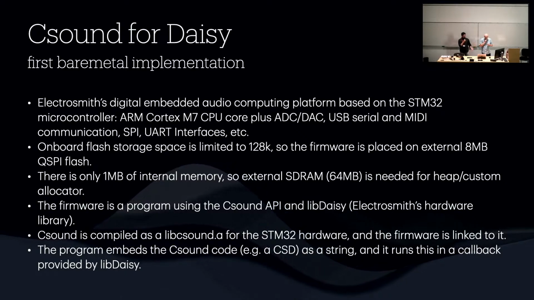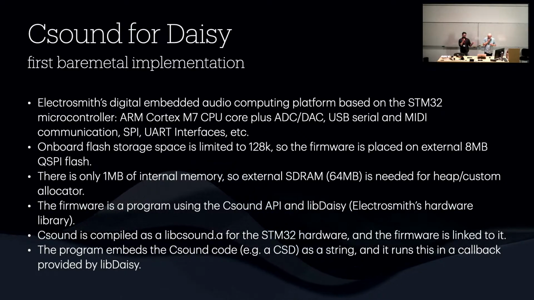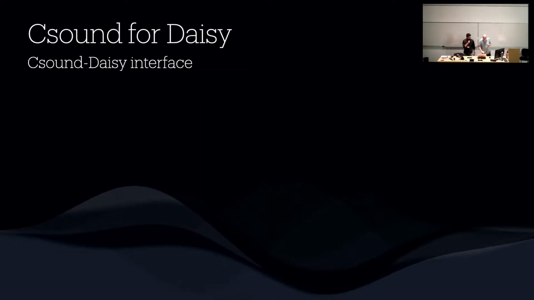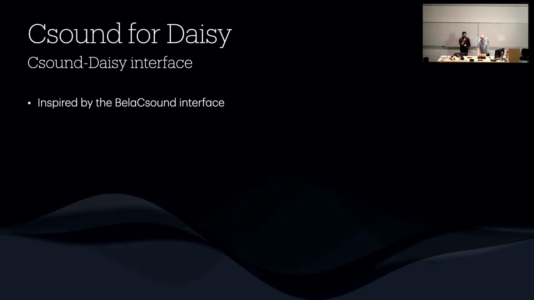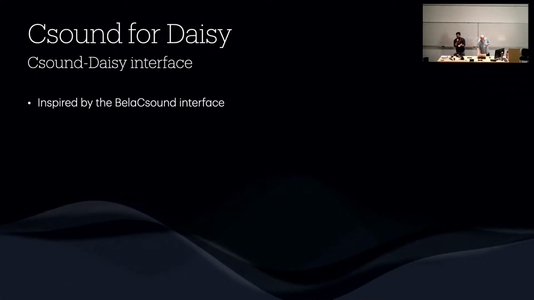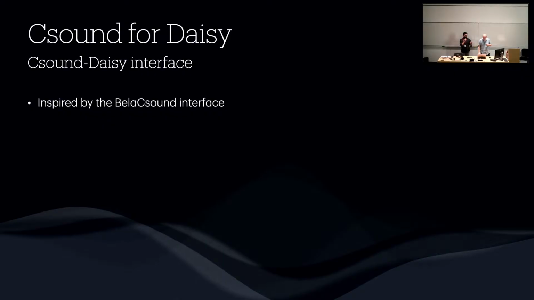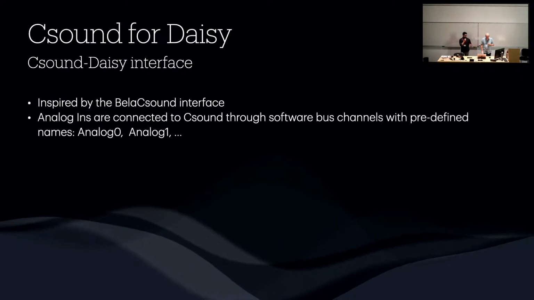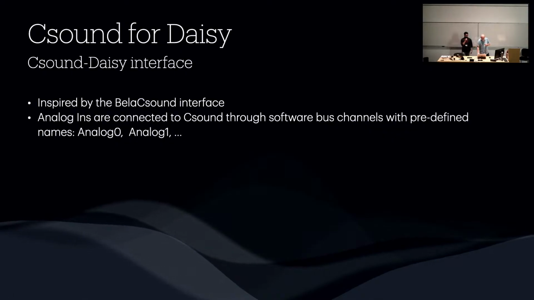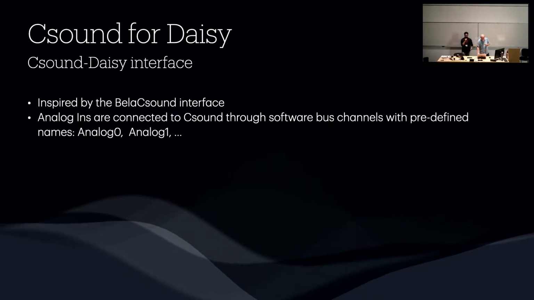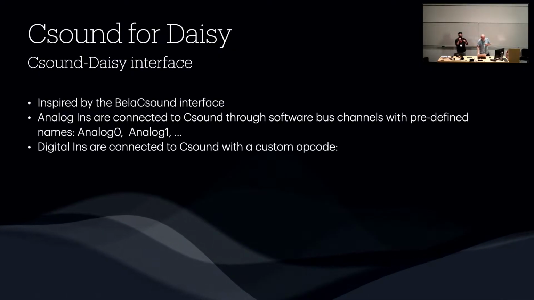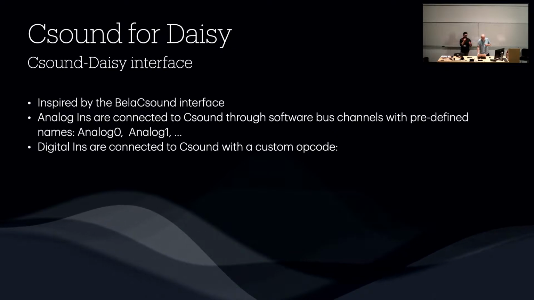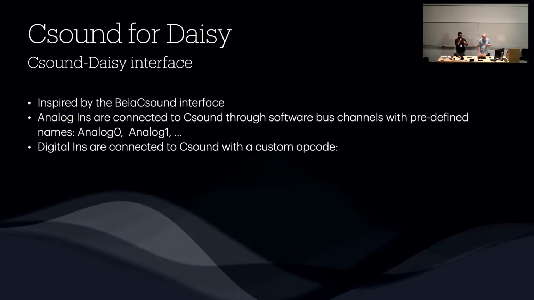And it basically, we run CSound in the audio callback that is provided by libDaisy for that. And then we made an interface as well to use the sensors, use MIDI and things like that. And it's inspired by the interface that was already present with CSound for Bela. So the analog inputs are connected with the CSound software bus. So there's an opcode in CSound. You use chnget, and you just give the assigned names like analog 0, analog 1, and you can read your sensor values within CSound from that.